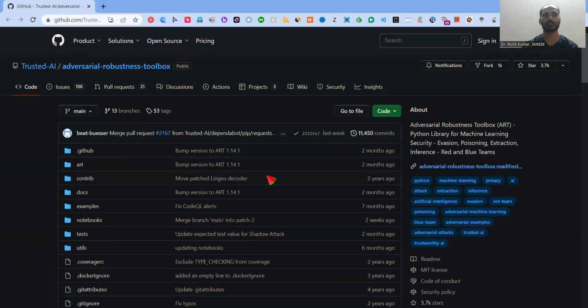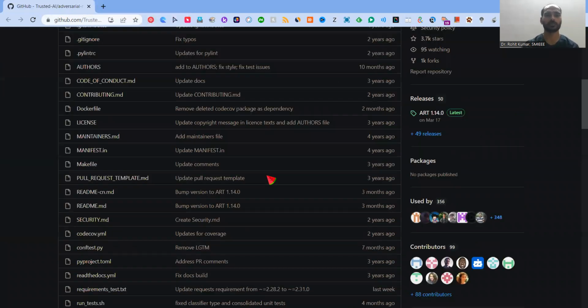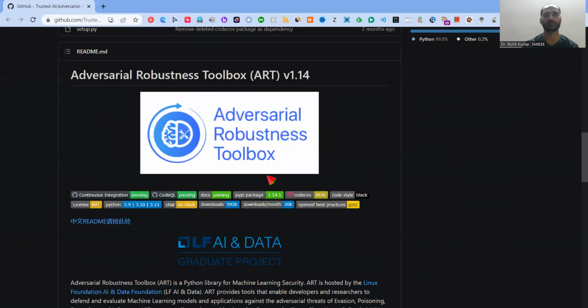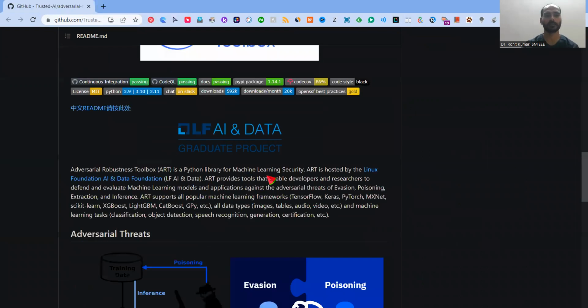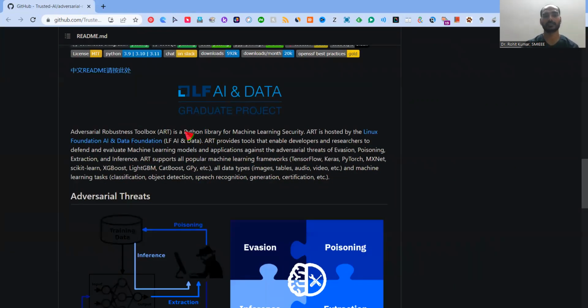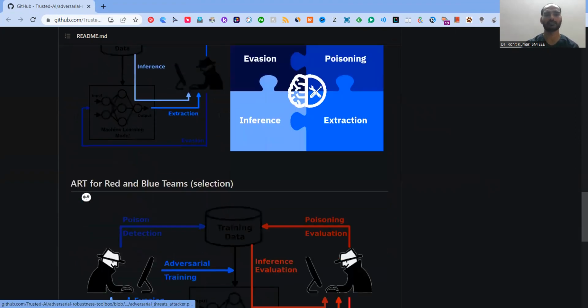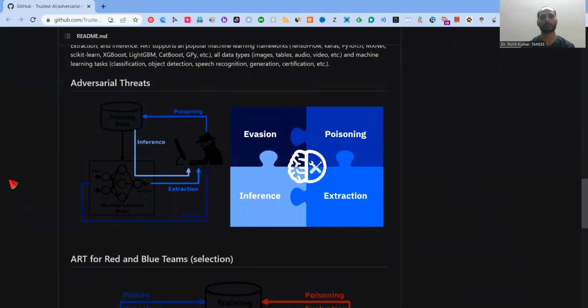So we have another library which is quite good and popular, the Adversarial Robustness Toolbox. This toolbox is going to offer you robustness with respect to adversarial attacks. ART is a Python library for machine learning security, and it is hosted by the Linux Foundation, under the AI and Data Foundation. Then the adversarial threats are covered, including poisoning, extraction, and inference, and how specifically they happen, including evasion, poisoning, inference, and finally extraction.